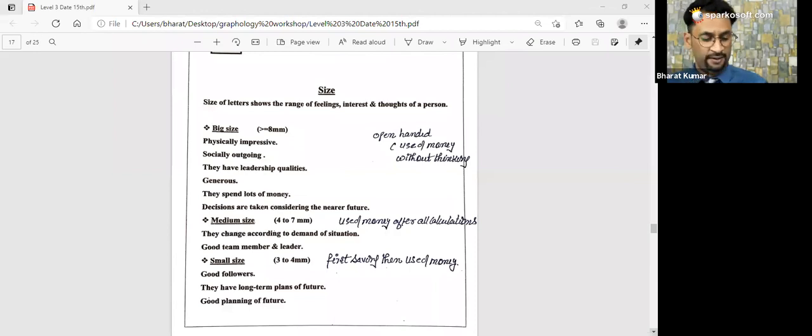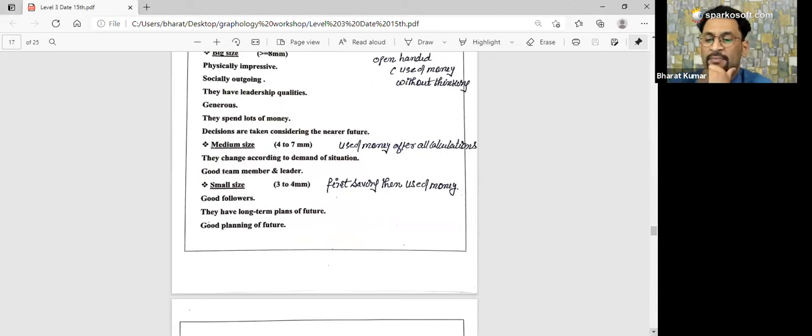They are having open hand. This is the problem with these people. They spend lots of money. Decisions are taken considering nearer future. ये बहुत लंबी रेस के घोड़े नहीं है, वो छोटा सोच के काम करते हैं. मीडियम साइज फोन, use of money after calculation, पहले पूरा अच्छा वाला सोच लेंगे, उसके बाद पैसा खर्च करेंगे, बहुत सोच समझ के खर्च करते हैं. They can save money actually, so they change according to demand of situation. ये बेचारे बहुत जल्दी एडजस्ट कर लेते, they are well adjustable people, they are highly adjustable in the nature, highly adjustable.